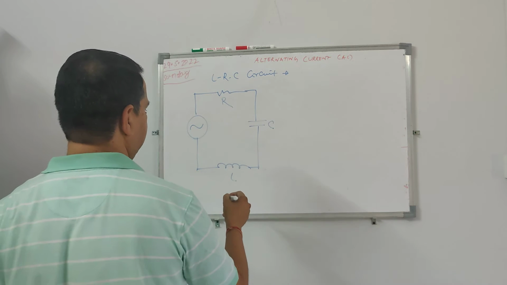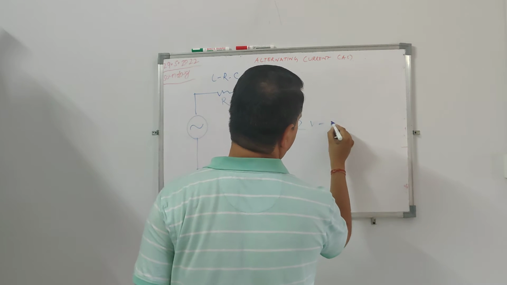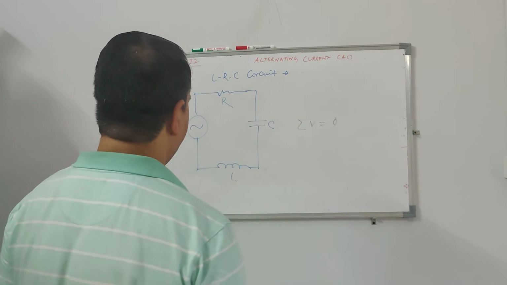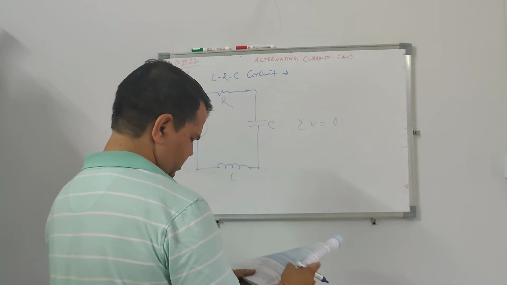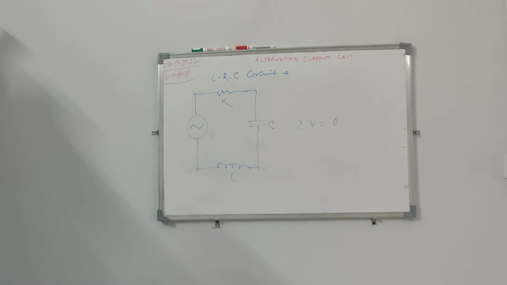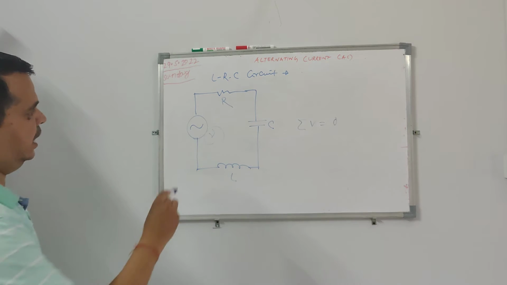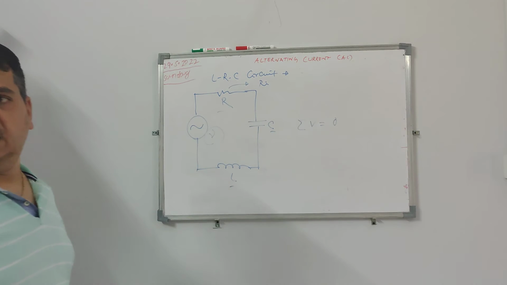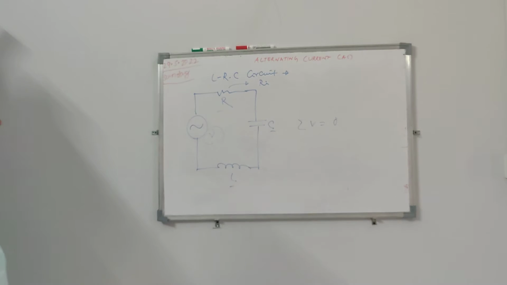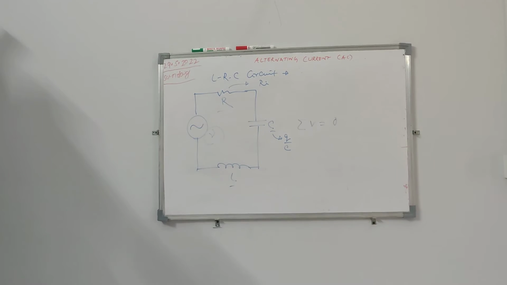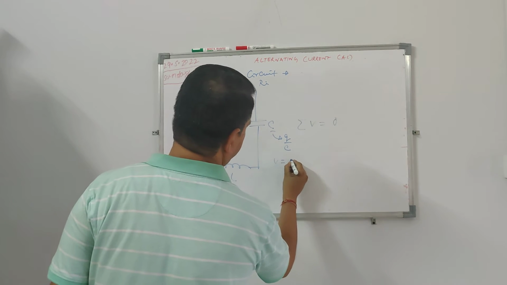So the governing equation: we know that sigma V, the total voltage drop in a closed circuit, is equal to 0 as per Kirchhoff's law. My supplied voltage, the instantaneous voltage, is equal to V. There will be 3 voltage drops here. One voltage drop will be I into R, IR. Another voltage drop across the capacitance: capacitance is equal to charge by voltage, so V is equal to Q by C.